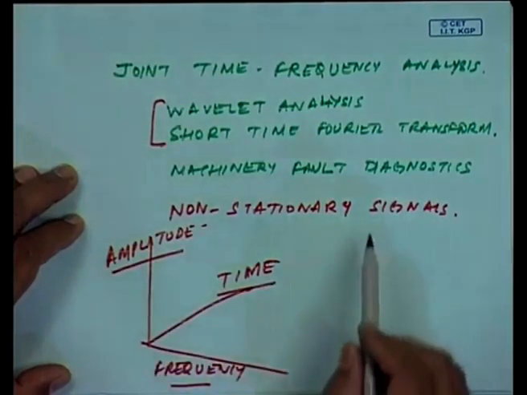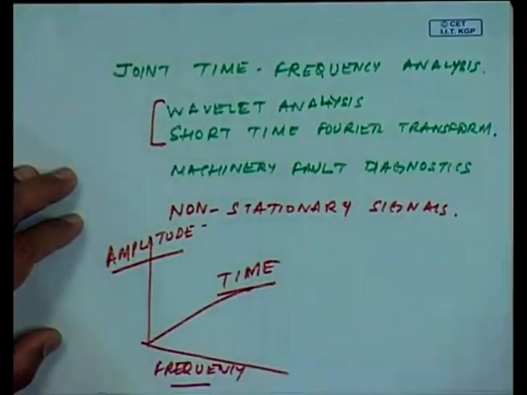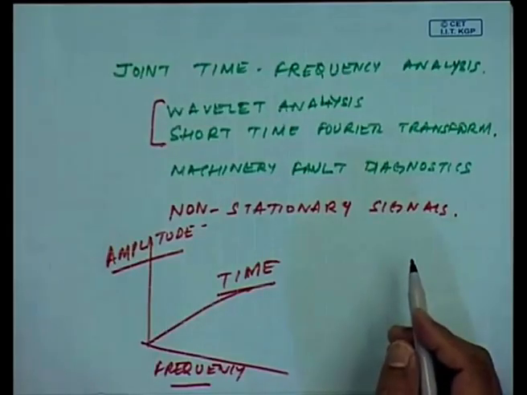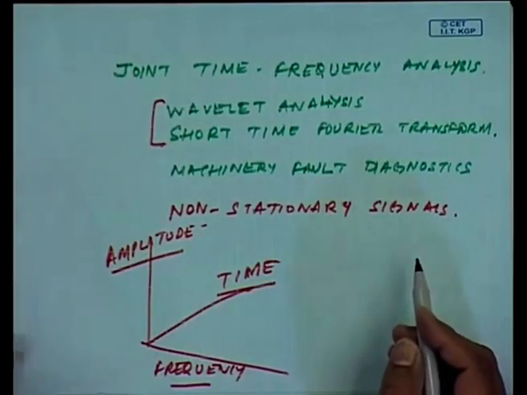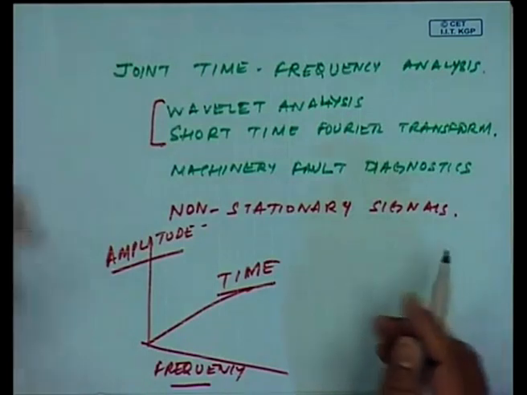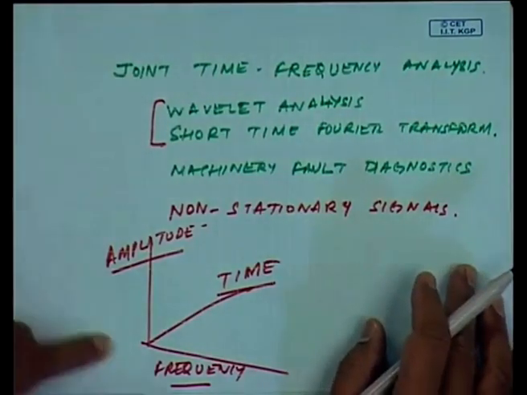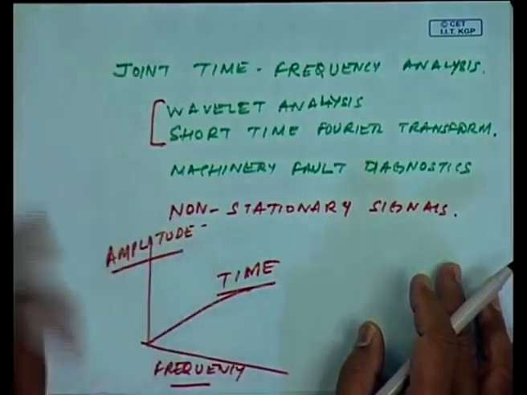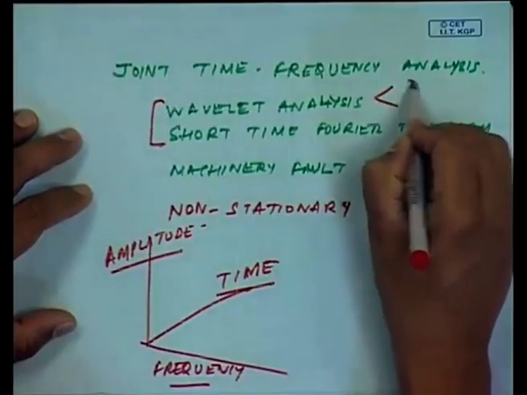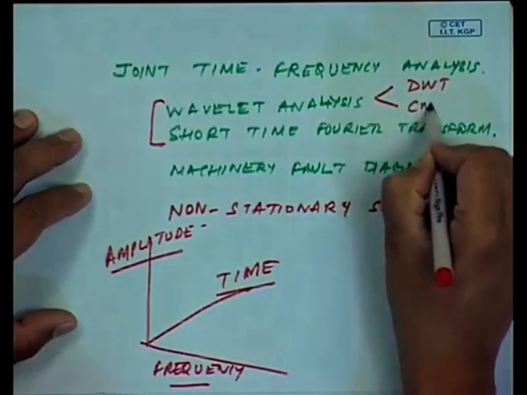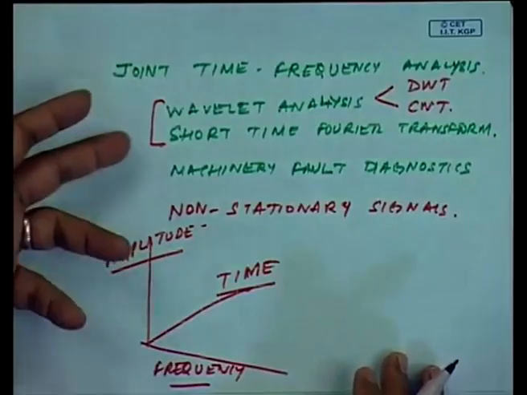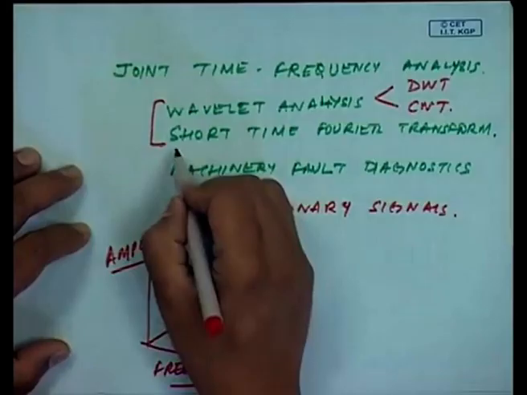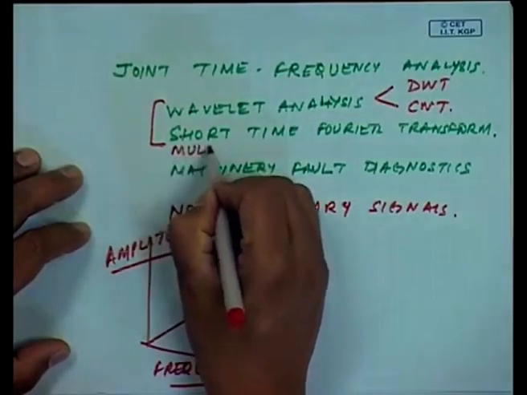And these techniques are available, wherein, for example, I will give you examples of non-stationary signals: something breaking, cracking, impulse, door slamming, etc. These are phenomena, something hitting, rubbing. This can be very easily understood by wavelet analysis. Wavelet analysis also has two types, discrete wavelet transform and the continuous wavelet transform, and then short time Fourier transform, and then there is the multi resolution Fourier transform also.